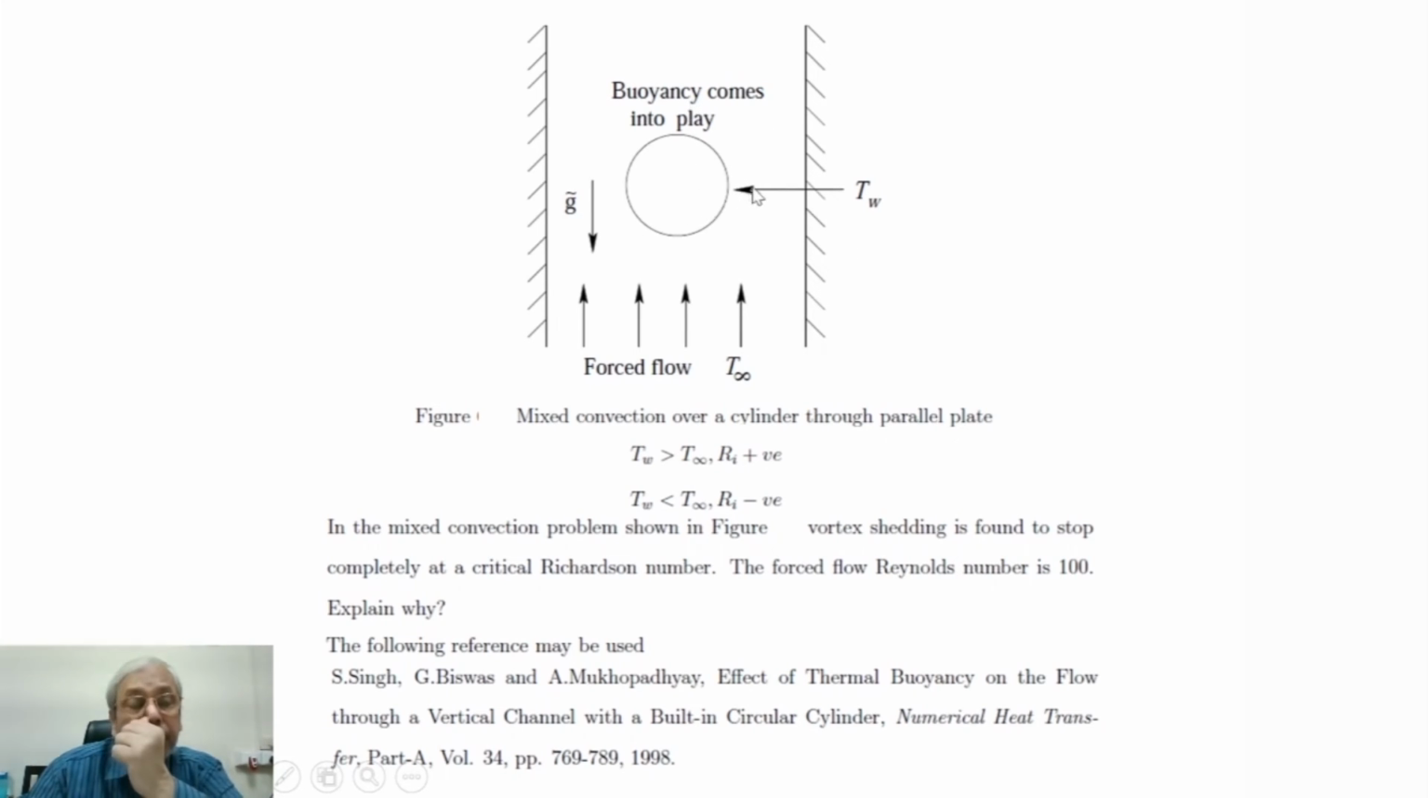Now, because of the influence of temperature difference, that means when it is a mixed convection scenario, it will change. But what we have written here is that vortex shedding is found to stop completely at a critical Richardson number. The forced flow Reynolds number is 100. We have arrived at this conclusion through very carefully done computational solutions, which were also compared with the experiment of one experimental group.